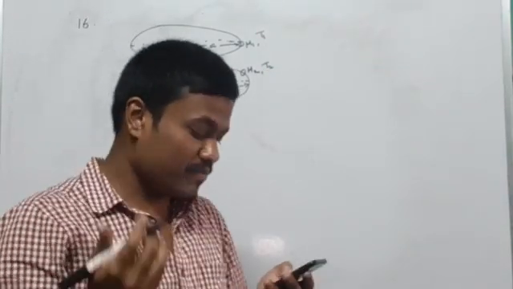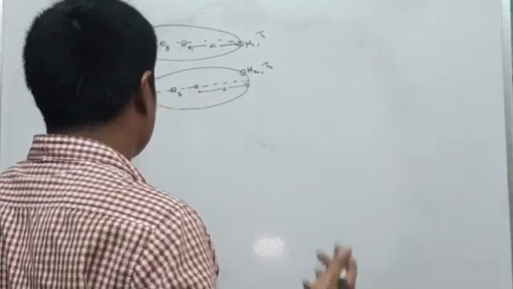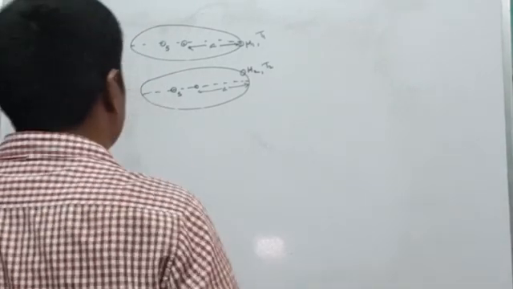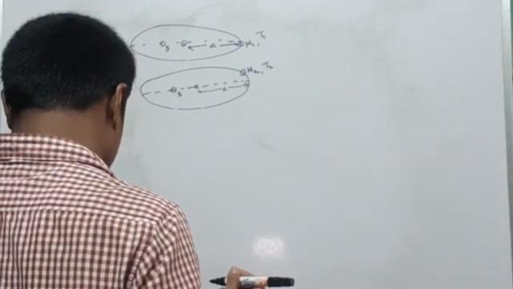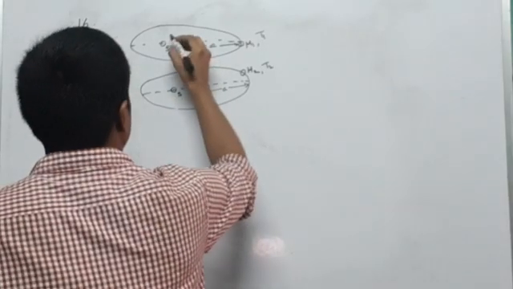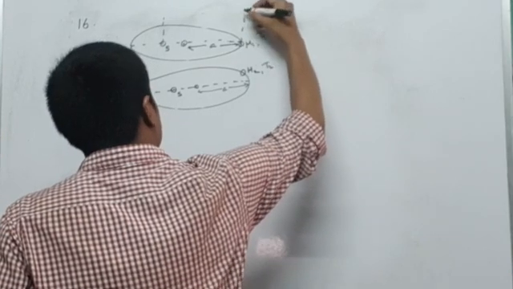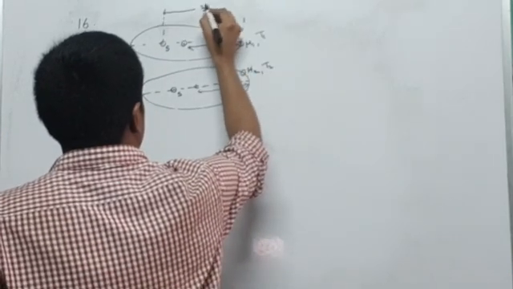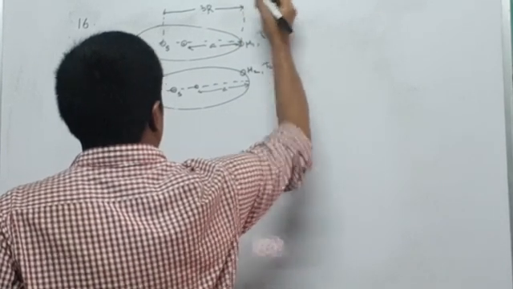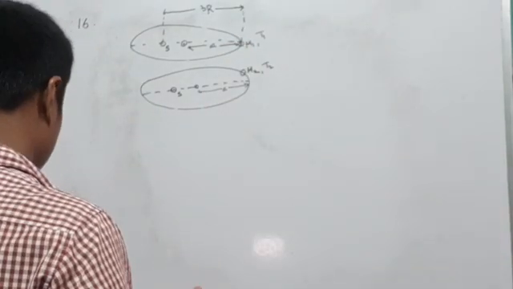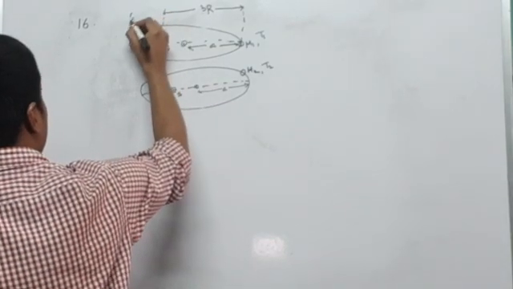The minimum and maximum distances of planet P1 from the Sun are R and 3R respectively. So for planet P1, which has mass M1 and time period T1, the maximum distance from the Sun is 3R, which means this distance is 3R. And the minimum distance is R, so this must be R.